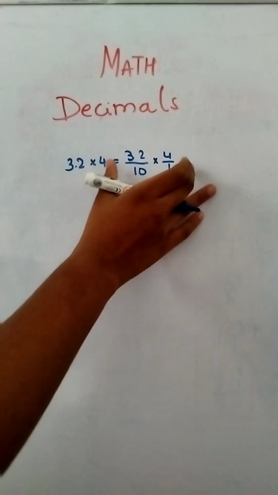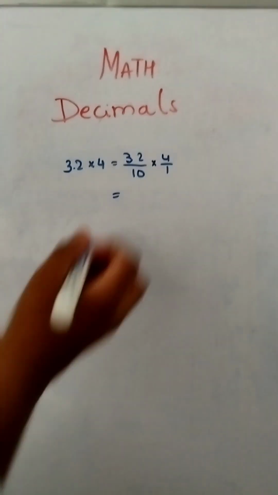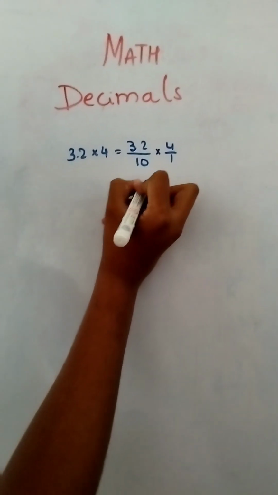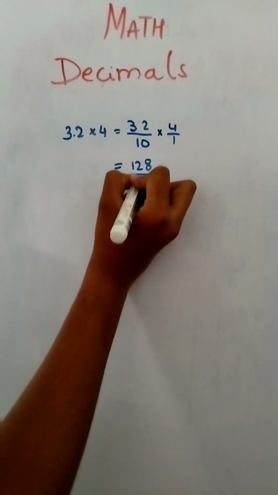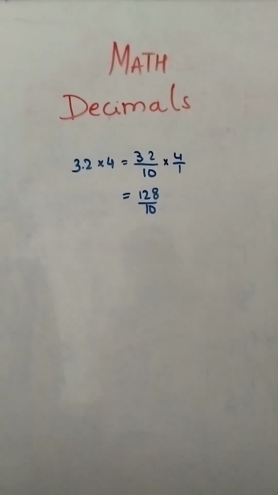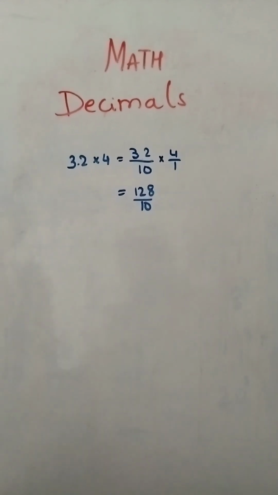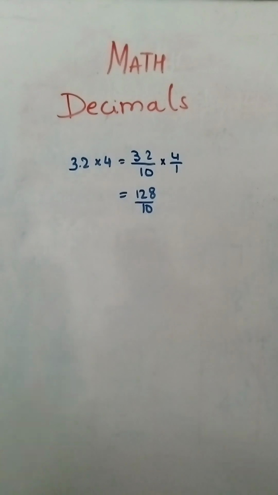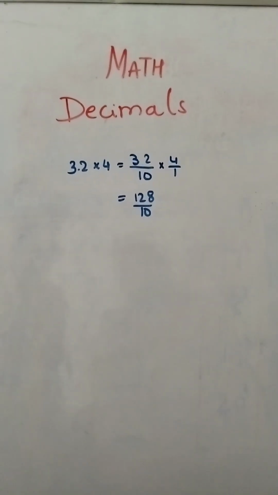Then we can just multiply 32 into 4, which is 128, and then 10 times 1, which is 10. So in this case it's 128 by 10. And remember that if you divide any number by 10, the decimal point will move towards the left by one space.